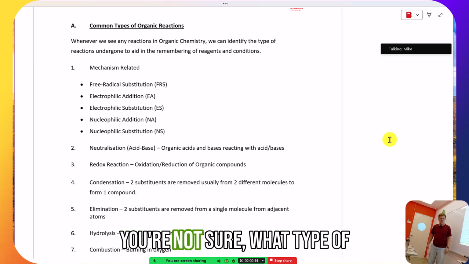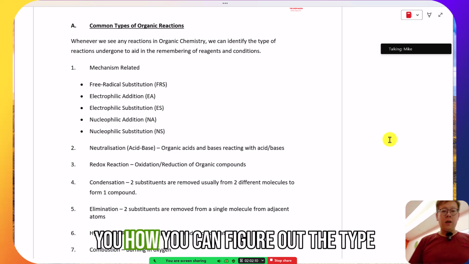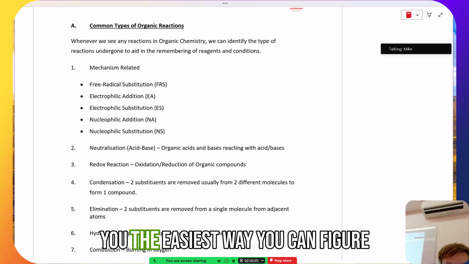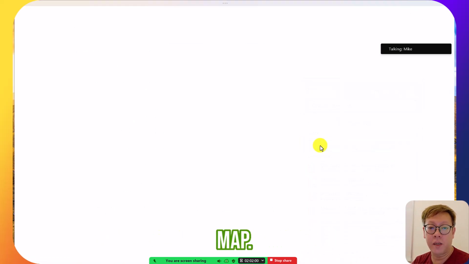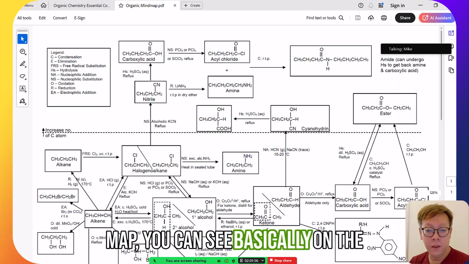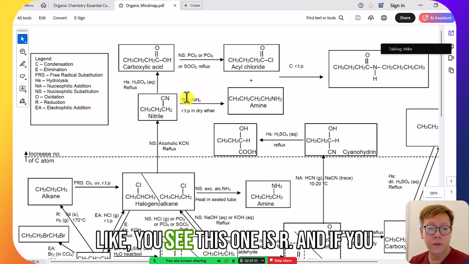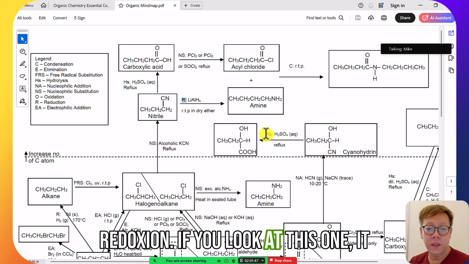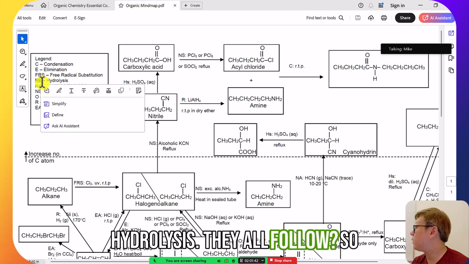Now, if you are not sure which type of reaction is which, let me show you how you can figure it out. The easiest way is, of course, looking at my organic mind map. If you look at my organic mind map, you can see that on the arrow I always have a label. You see this one is R, and the mind map says reduction. If you look at this one, it says HS, then you can see it's hydrolysis. Do you all follow?